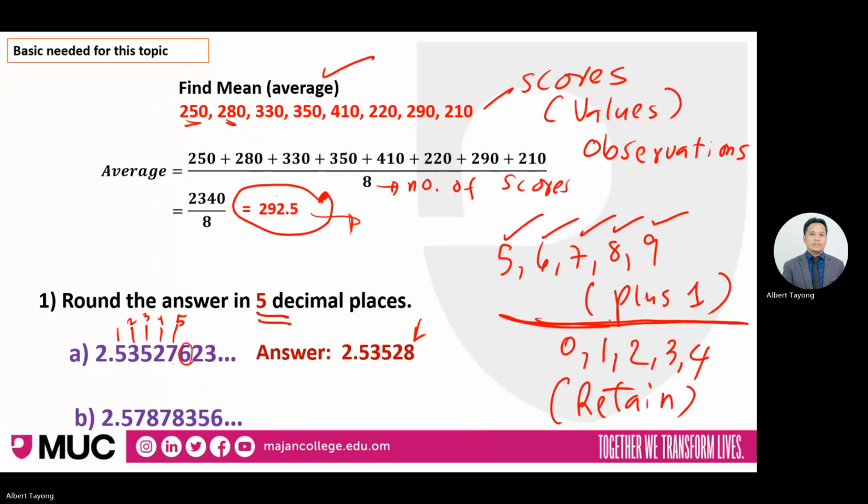For the next number, assuming we have 2.57878356, rounded to 5 decimal places, it will become 2.57878. This is the first, second, third, fourth, and fifth. Because next to that is 3, and for 0, 1, 2, 3, 4 we have to retain the digit. So 8 here will remain 8. It will not become 9. I hope this is clear how to round off our number to certain decimal places.